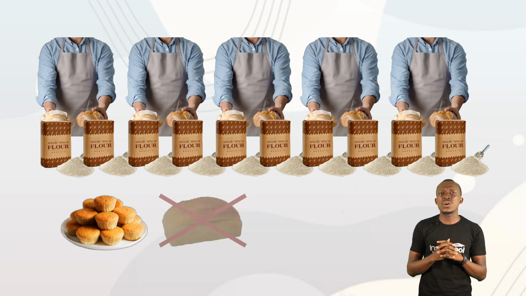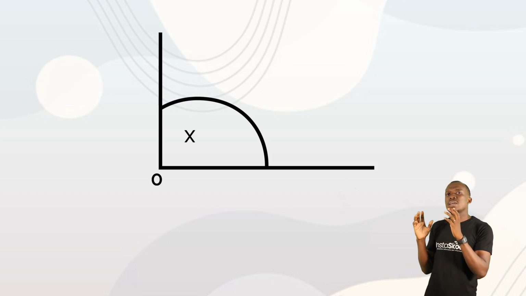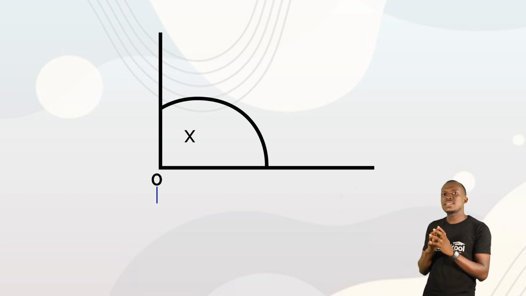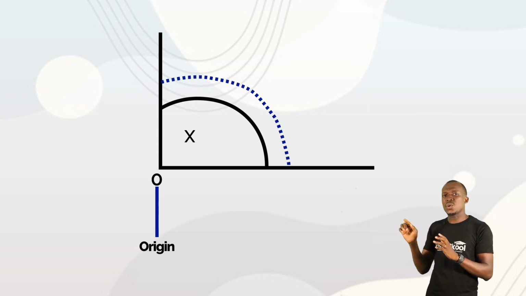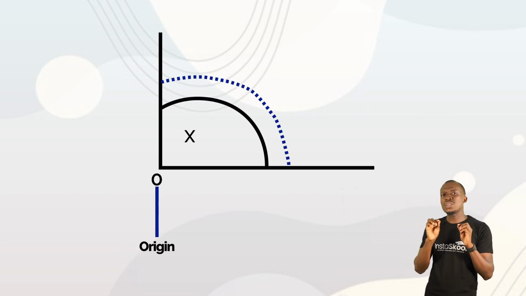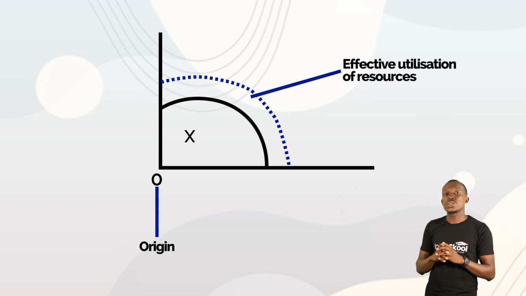Your production possibility curve is concave to the origin. What this means is that in this diagram, the curve is facing the origin. The origin is where you have 0. And all points along that curve show the point of effective utilization of resources. So any point shows different combinations where you are effectively using your resources.